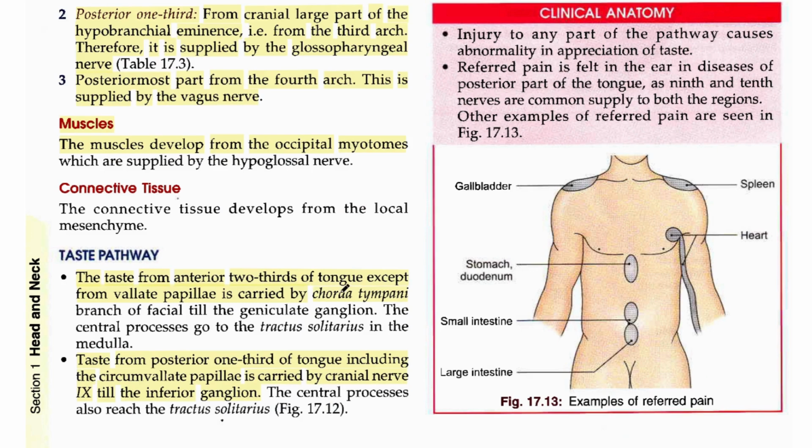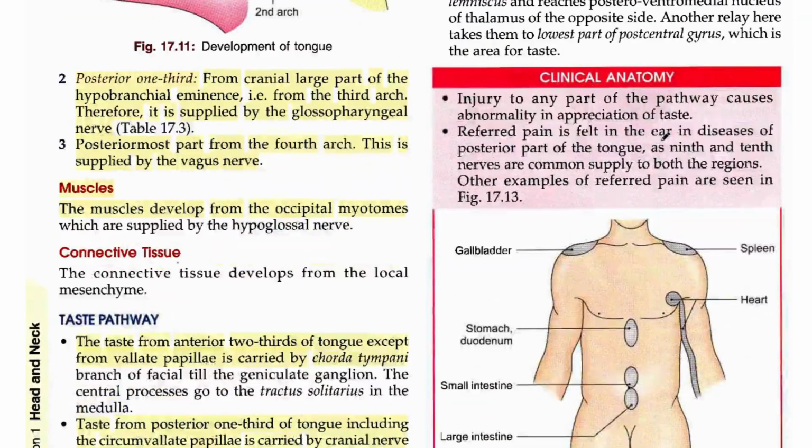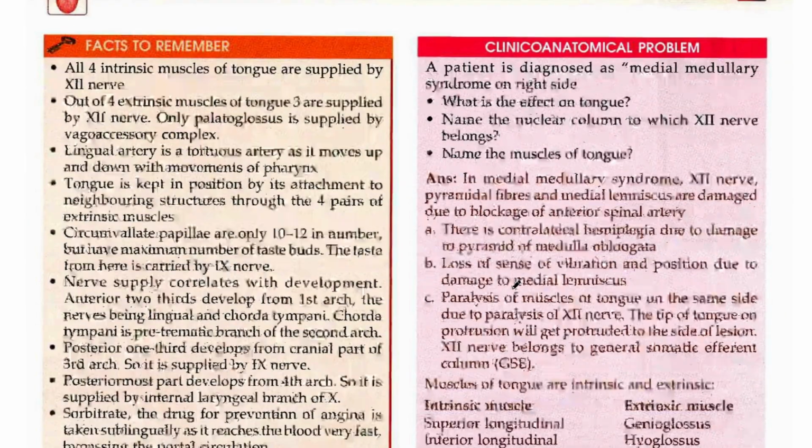Then we move on to the taste part. The taste from the anterior two-thirds of the tongue, except for the vallate papillae, is by chorda tympani. We already learned this in the nervous supply. Taste from the posterior one-third of the tongue, including the vallate papillae, is carried by the ninth cranial nerve, that is the glossopharyngeal nerve. And the taste from the posterior most part of the tongue and the epiglottis travels to the vagus. So you can just make a different subheading like taste pathway, but the points are the same as the nervous supply of the tongue. With this, we complete the long answer question of the tongue.